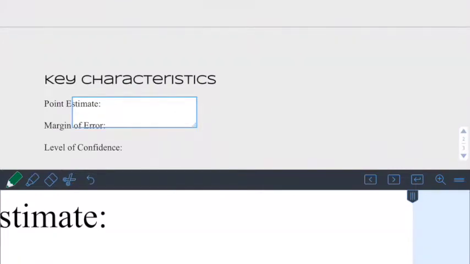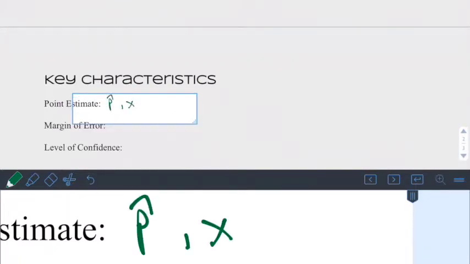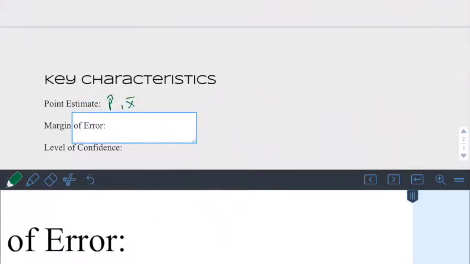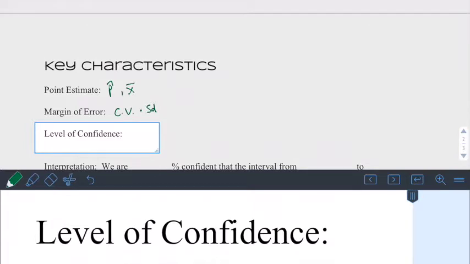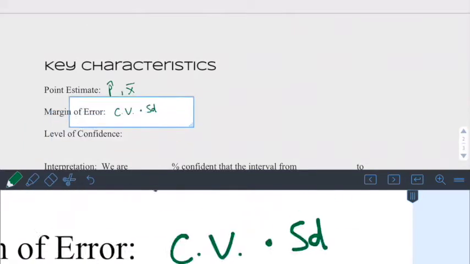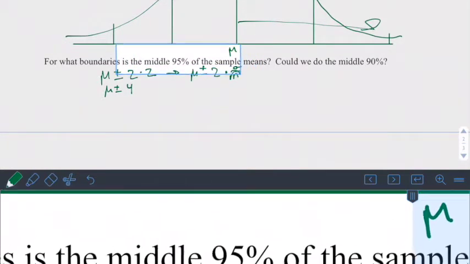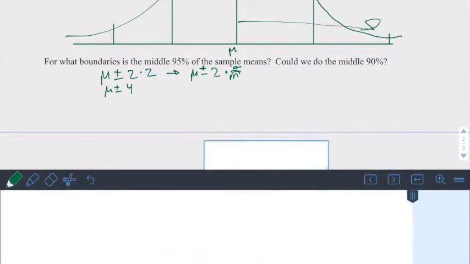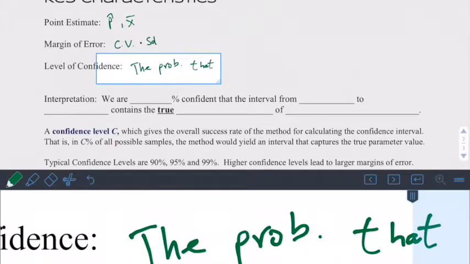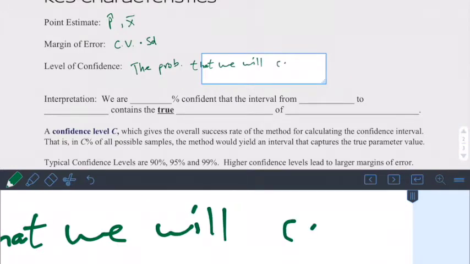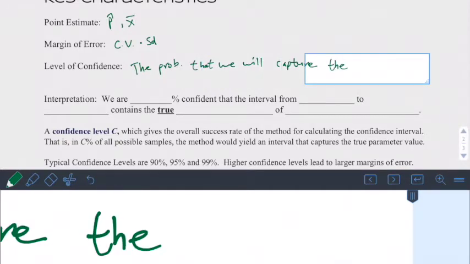So the key characteristics, we have our point estimate p hat and x bar. We have our margin of error, which is going to be our critical value times our standard deviation of the sampling distribution. Then we have this level of confidence. So the level of confidence is what this was up here. The middle 95%, the middle 90%. It's the probability that we will capture the true parameter.